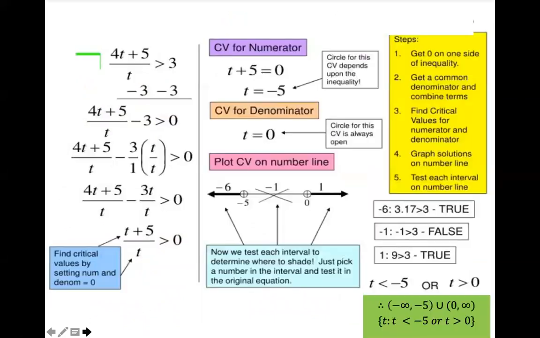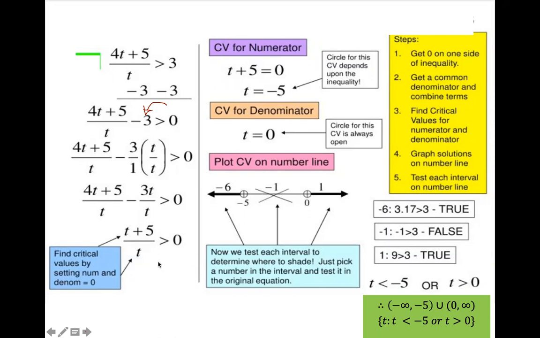Next example. So this time, we have the inequality (4t + 5)/t > 3. Again, make one side equal to 0. So we transpose 3 again to the other side. So we subtract 3 from both sides and then we simplify. So simplifying, you have (t + 5)/t greater than 0.